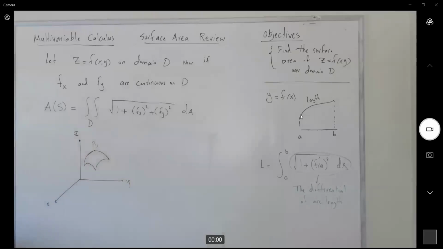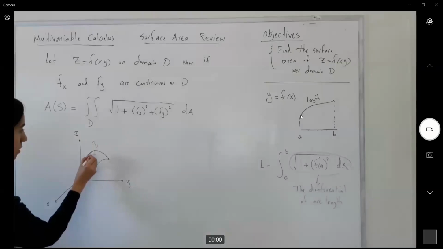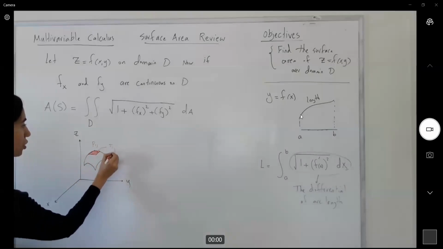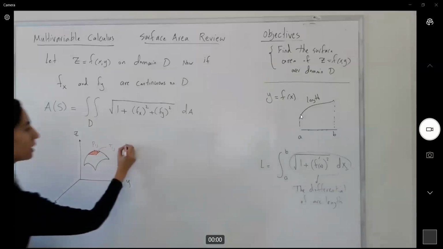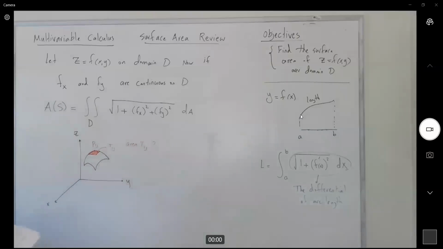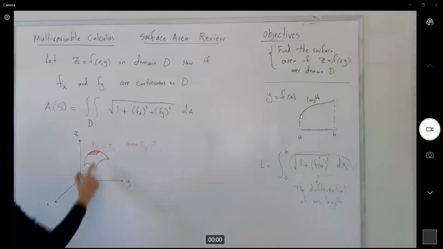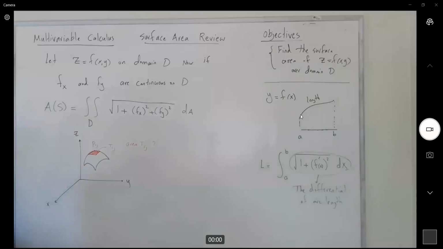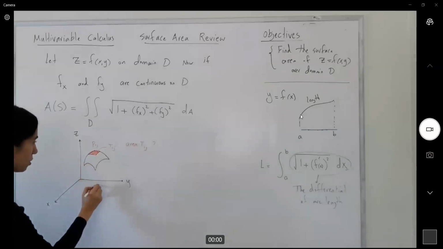And here we have just using little pieces here. And suppose we call this guy Tij. This is your Tij. And our goal is to find the area of Tij. What is this area? I'm going to take a look at the projection of this little parallelogram in XY plane. So let's take a look at the projection here.